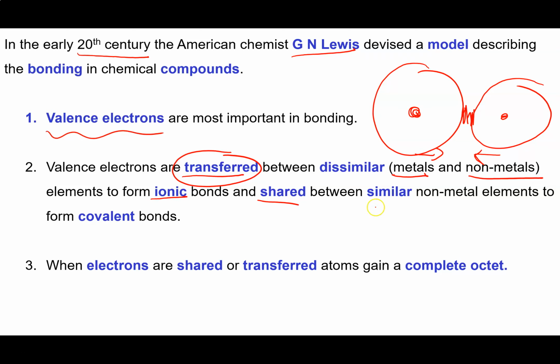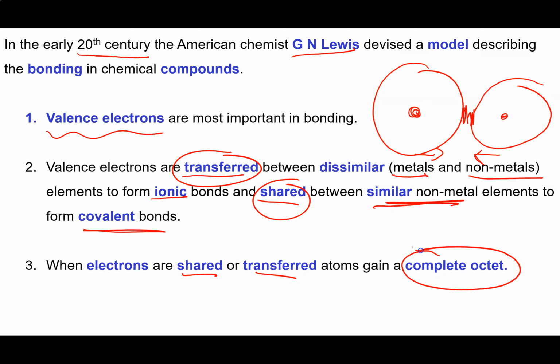Now, if two similar elements, two similar non-metal elements in particular, come together, then electrons will be shared, and this will result in the formation of covalent bonding. Whether electrons are shared or transferred, the net result is that the atoms involved will obtain a complete octet of electrons, and then they will become stable and happy, and they will cease to react any further.